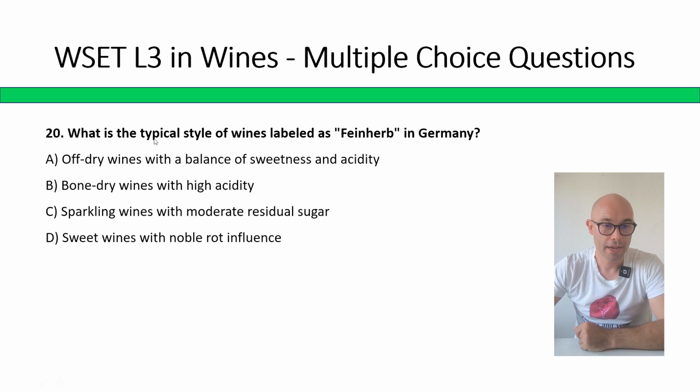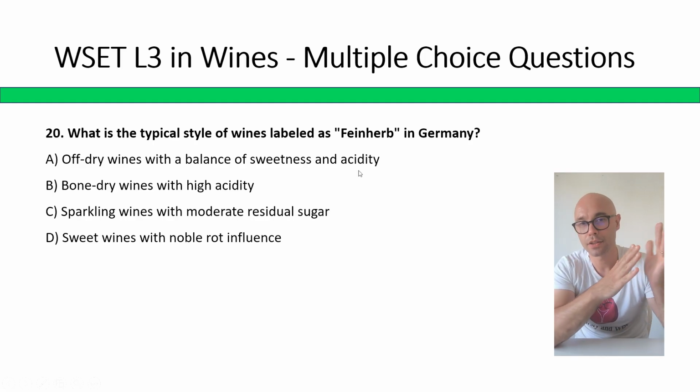What is the typical style of wines labeled as feinherb in Germany? All dry wines with balance of sweetness and acidity, bone dry wines with high acidity, sparkling wines with moderate residual sugar, sweet wines with noble rot influence. The correct answer is A, dry wines with a balance of sweetness and acidity.